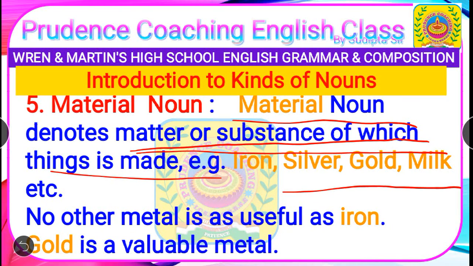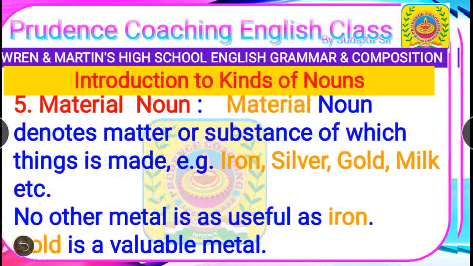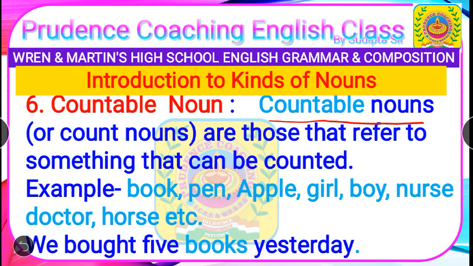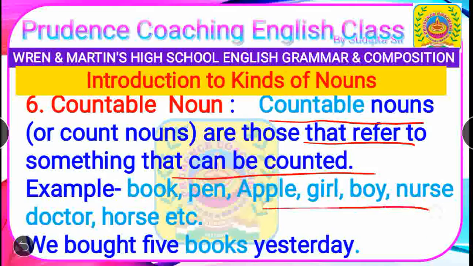Now no other metal is as useful as iron, so here iron is the material noun. Gold is a valuable material, so here gold is the material noun, because from gold we can make other things. The next type of noun is countable noun. Countable nouns are those that refer to something that can be counted, such as book, pen, apple, girl, boy, nurse, doctor. They can be counted very easily, so that's why they are countable nouns. That means whatever can be counted is a countable noun.